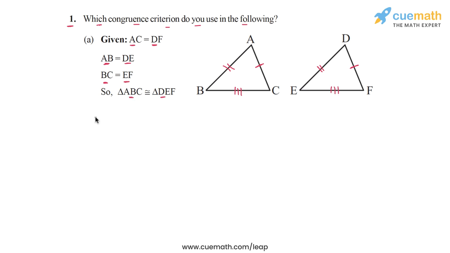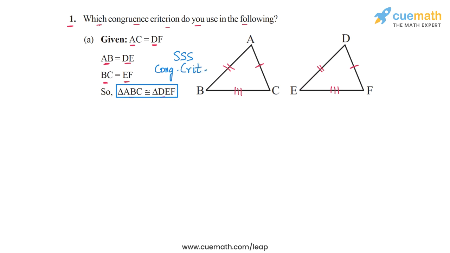And we have to specify which congruence criterion has been used to make this claim of congruence. Well, we can see that the three sides of triangle ABC are equal to the three corresponding sides of triangle DEF. And therefore, in this part, the SSS congruence criterion has been used, because the three corresponding sides of the two triangles are equal.